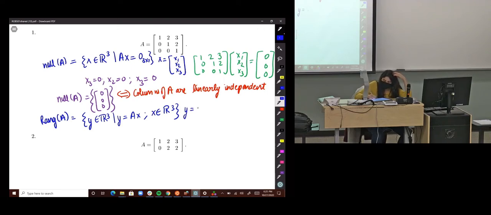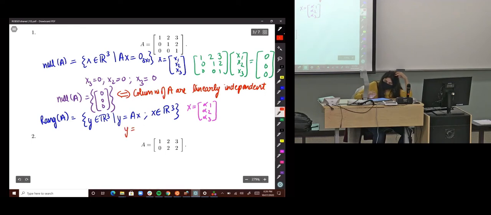Let's define x first actually. So let's say my x is some alpha 1, alpha 2, alpha 3. So then my y is alpha 1 times the first column of A, 1, 0, 0, plus alpha 2 times 2, 1, 0, plus alpha 3 times 3, 2, 1.